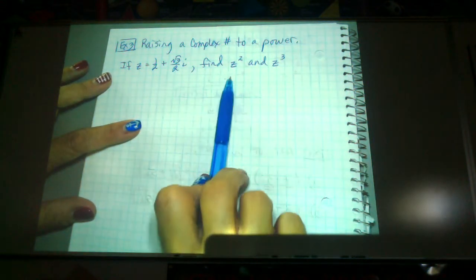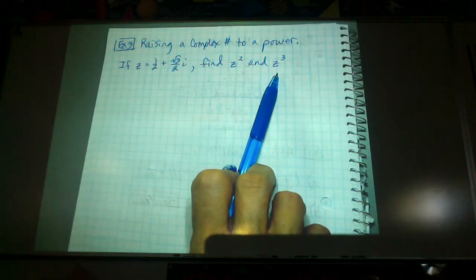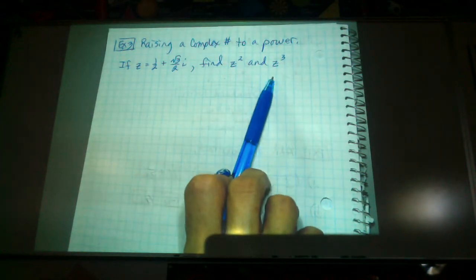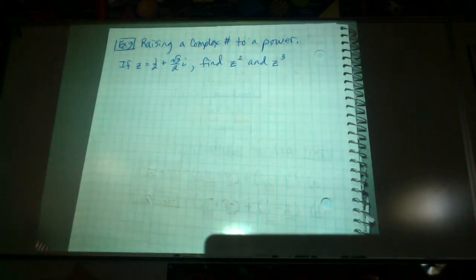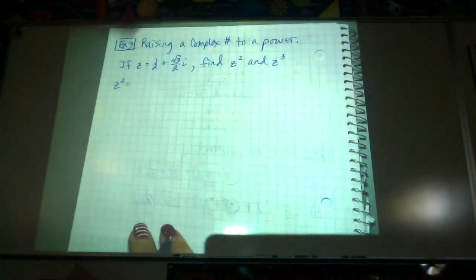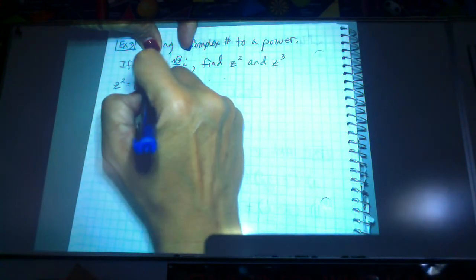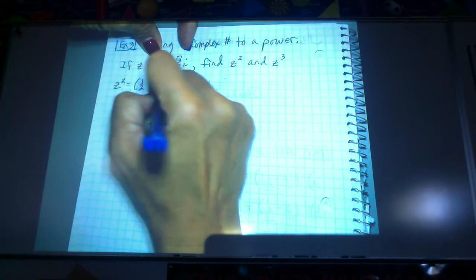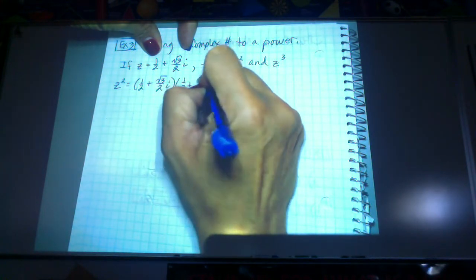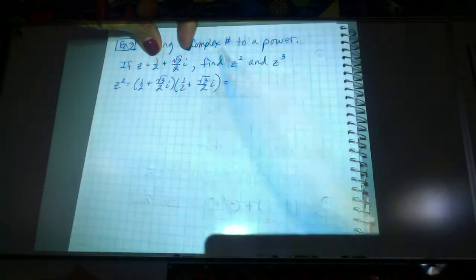So I'm going to find z squared first, because isn't z cubed just z squared times z? So if I find z squared first, I can use that answer when finding z cubed. So let's start off with z squared equals. If I were you, I wouldn't do it in my head. I would actually write it out. 1/2 plus radical 3 over 2i times 1/2 plus radical 3 over 2i. And then we're going to FOIL that.